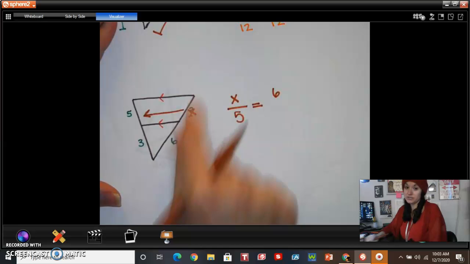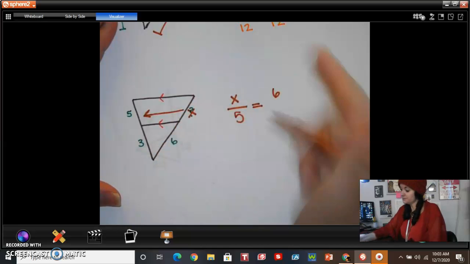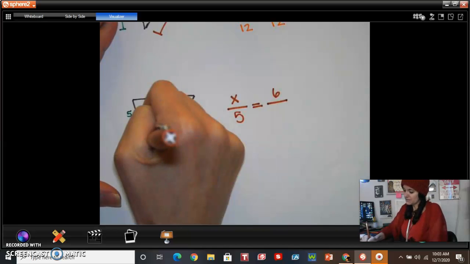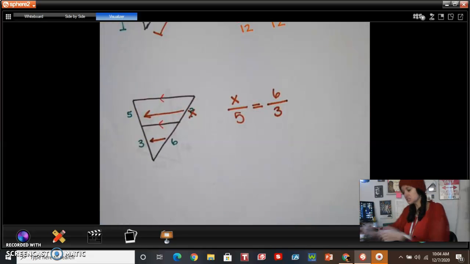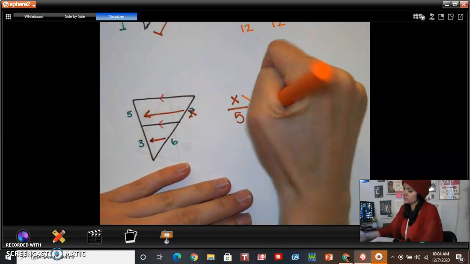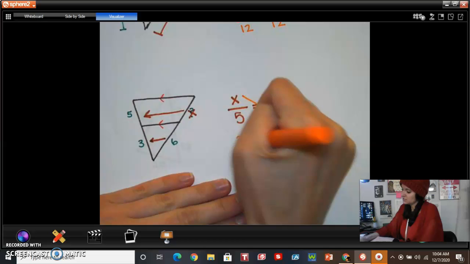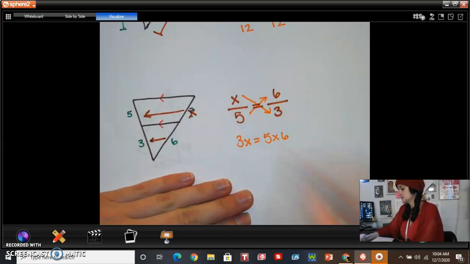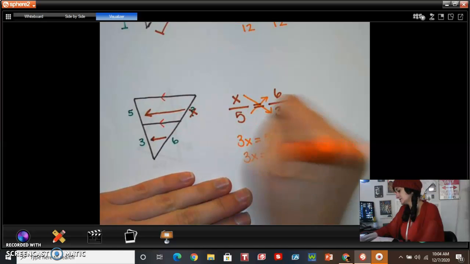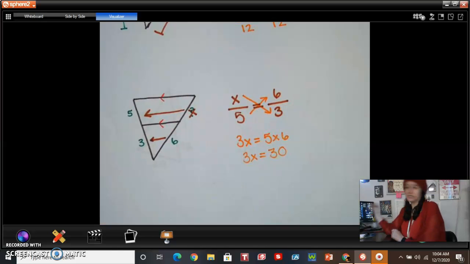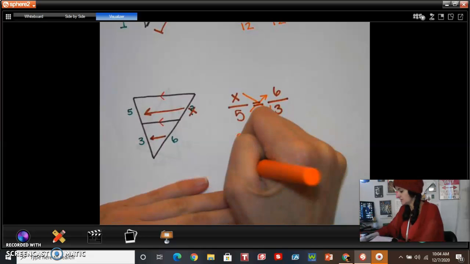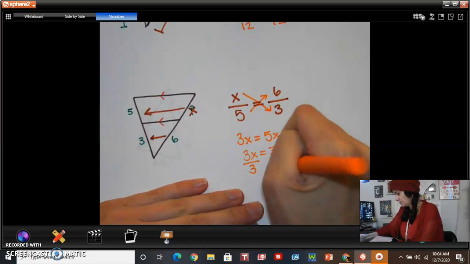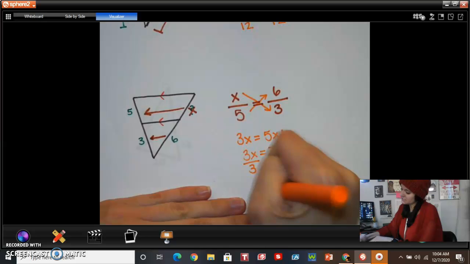If you notice, I'm keeping the sides of our triangles together. Over, well, what does 6 match up with? 3. And just like before, we solved this using cross product property. So we're going to go across this way. So we get 3x equals 5 times 6. So we get 3x equals 30. We want to solve for x, so we divide by 3. And we get that our missing side length is 10.